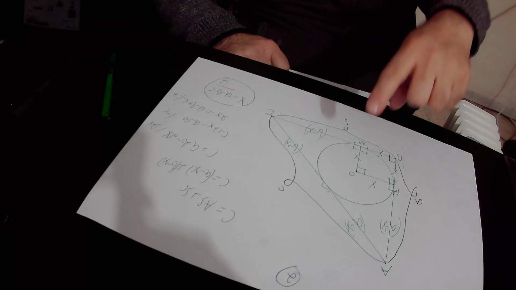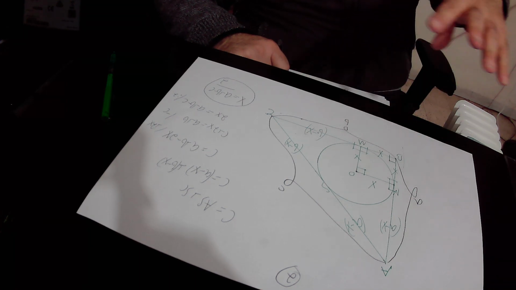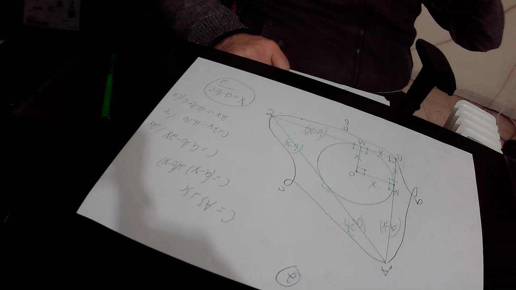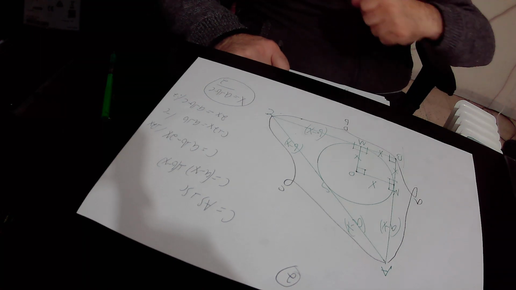I repeat again, the radius of this circle that is equal to X must be equal to A plus B minus C over 2. We can implement the new formula in order to find the radius of this circle.